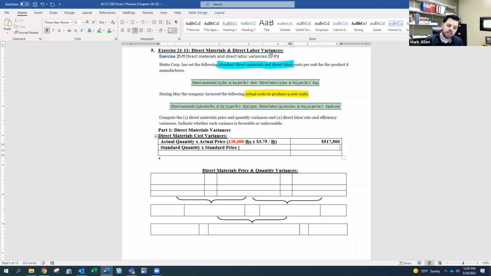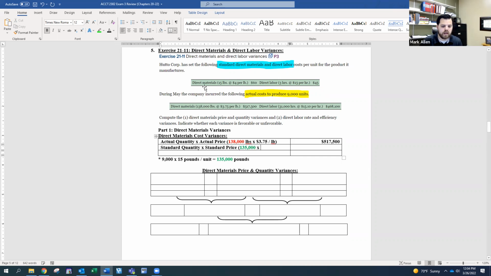So what we want to realize is that the standard quantity, you've got a little bit of math to do. Notice we actually produced 9,000 units. Each one of those units should have used 15 pounds of materials. That comes out to 135,000 pounds. That 135,000 is what we want for my standard quantity. So that is what we will pull right here, 135,000. Now we'll multiply that.